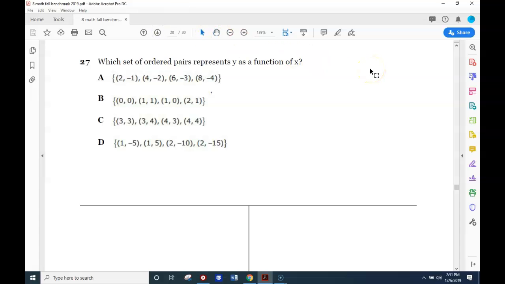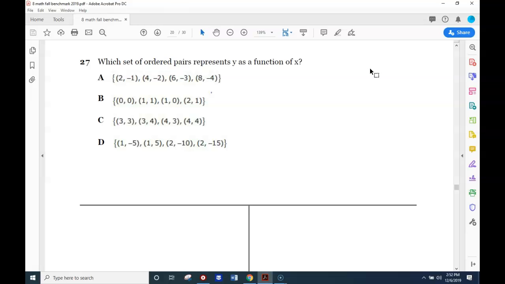Number 27. Which set of ordered pairs represents y as a function of x? A, (2, -1), (4, -2), (6, -3), (8, -4). B, (0, 0), (1, 1), (1, 0), (2, 1).